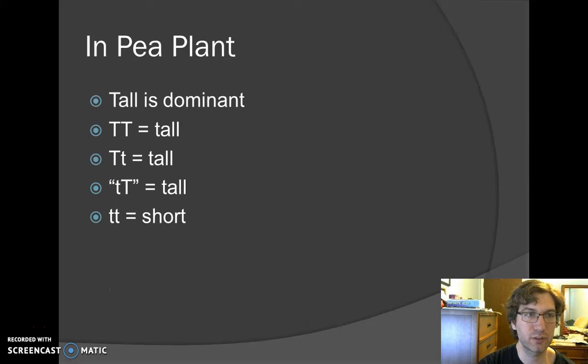In pea plants, tall is dominant. So these here are your allele combinations you can get. You should note that this one here has capital T, capital T, capital T, so they're all tall. No capital T, so it is short. Pretty straightforward.